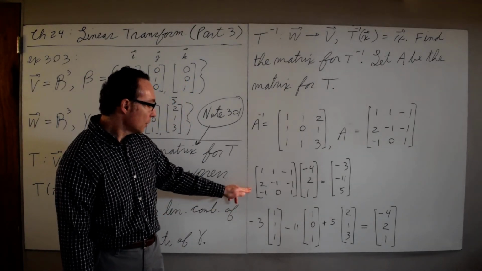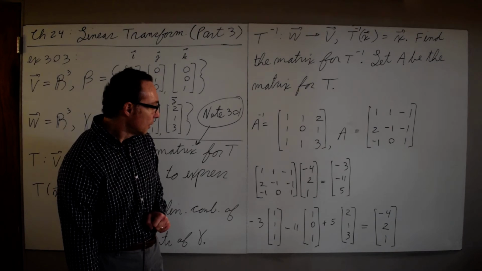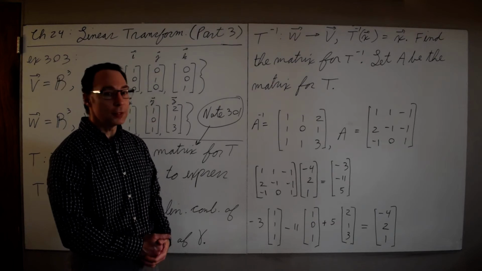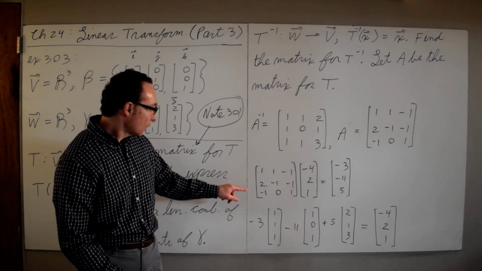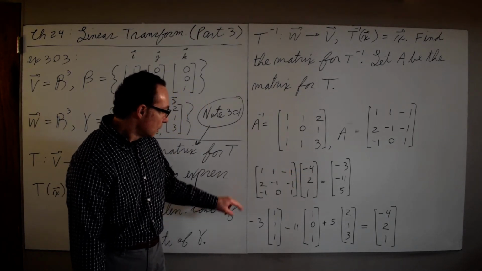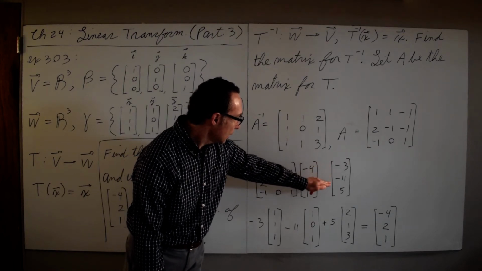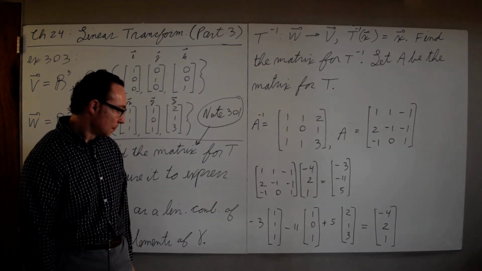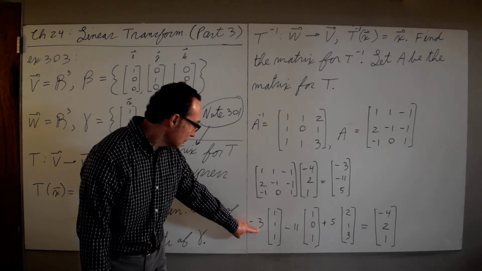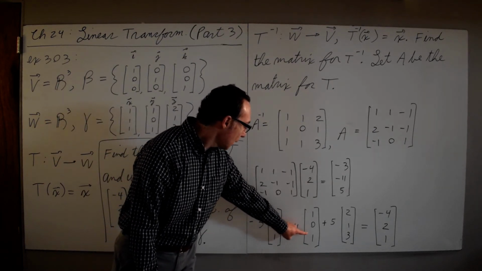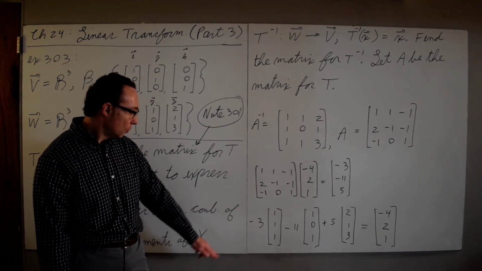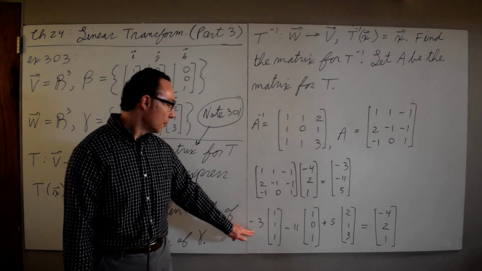So if we take our matrix A, remember we're interested in expressing the vector -4, 2, 1 in terms of our basis X, Y, and Z. So we multiply on the left by our matrix here, and we get the vector -3, -11, 5. So now take our basis X, Y, Z: -3 times X minus 11Y plus 5Z, and we have expressed -4, 2, 1 as a linear combination of X, Y, Z.